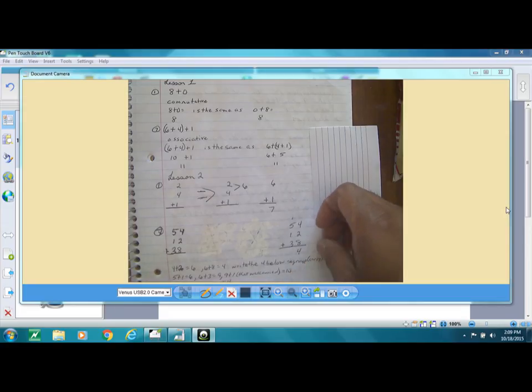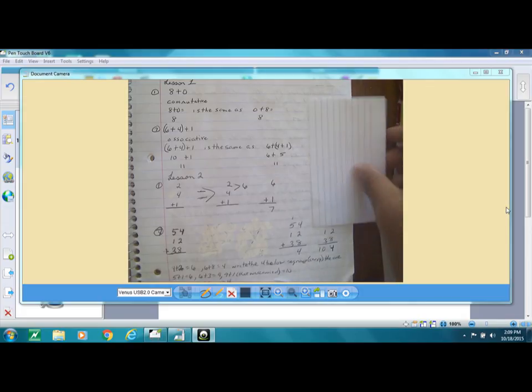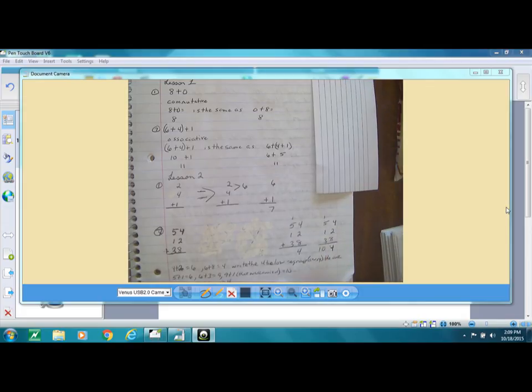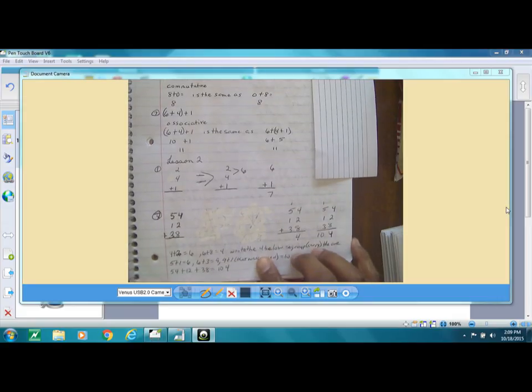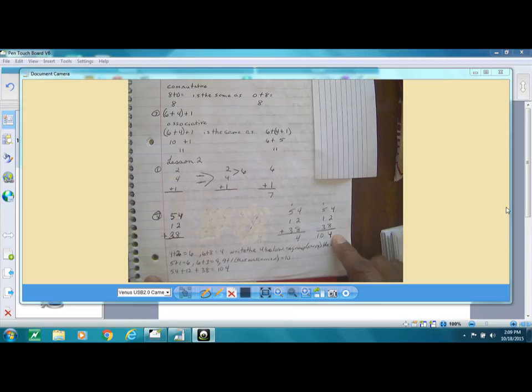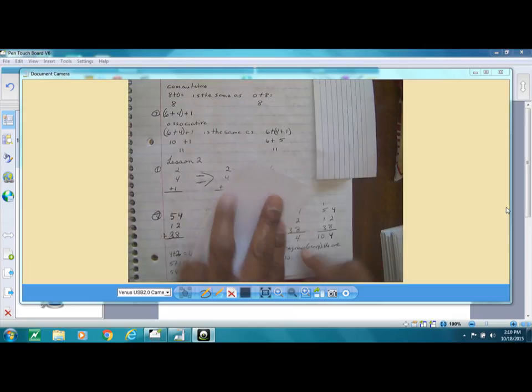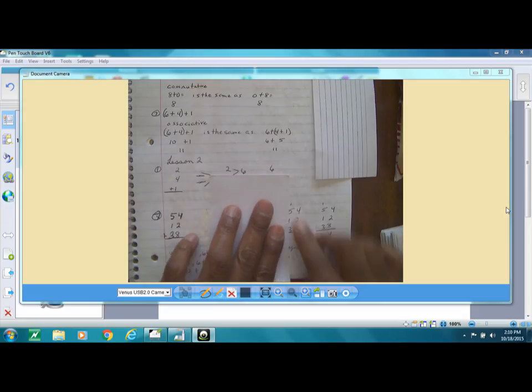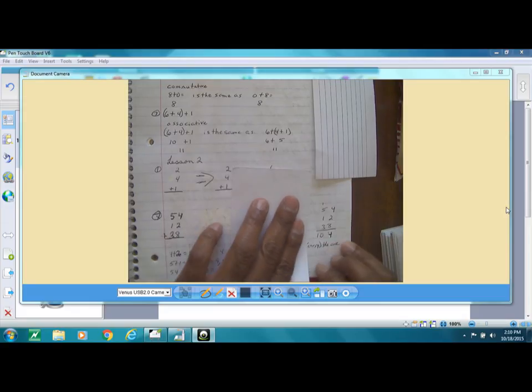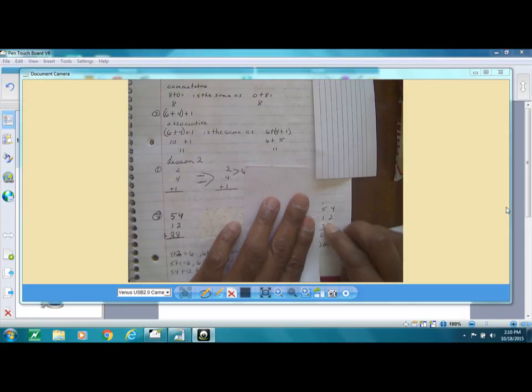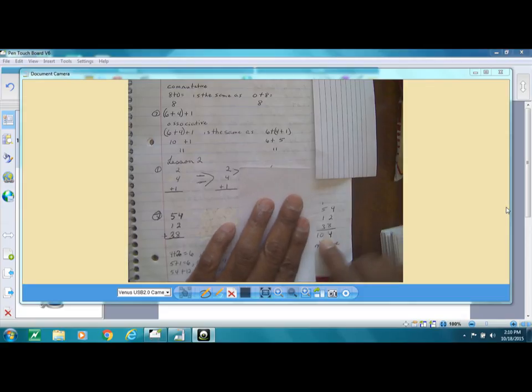So 54 plus 12 plus 38 equals 104. And I just wrote it. It's the same thing written down here as it is written here. So we added the ones place, we carried the 1 that we needed. Then we added the tens place plus the 1 we carried, and that gave us 10. So 54 plus 12 plus 38 equals 104.